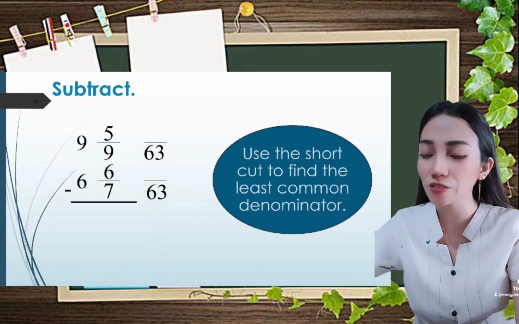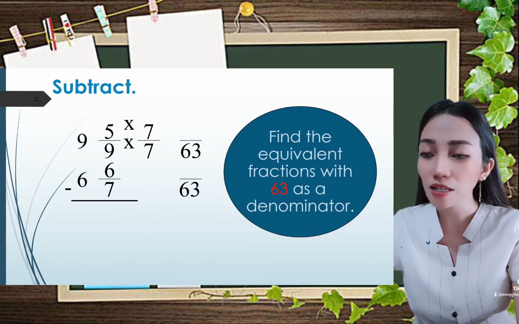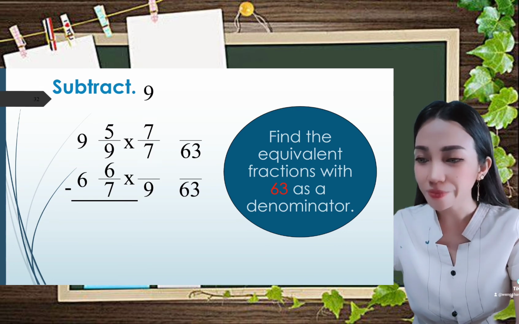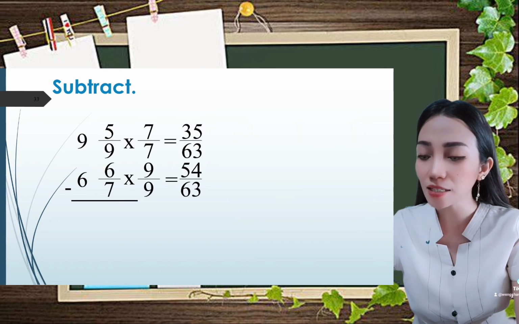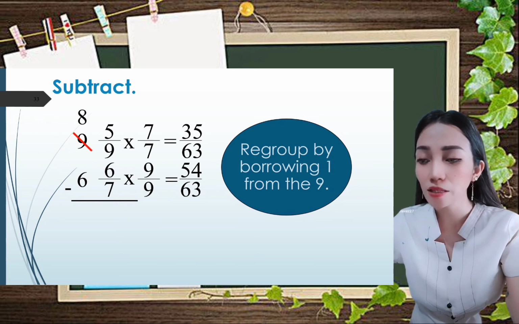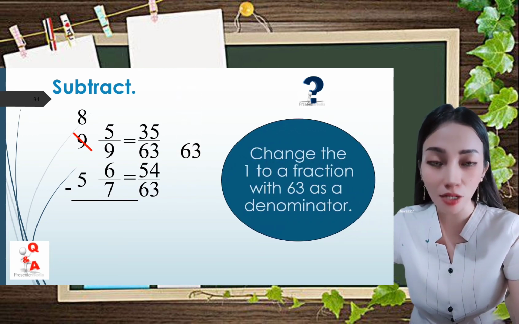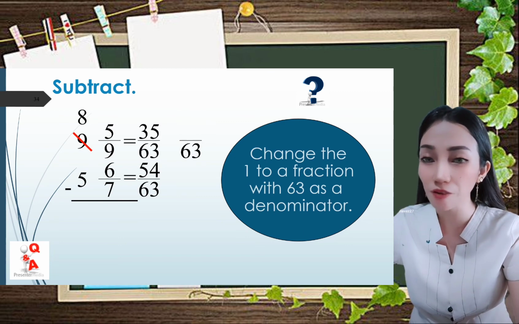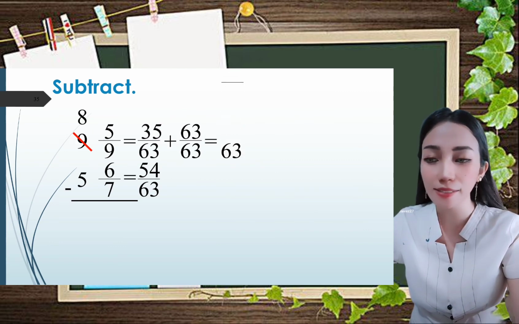So let us make equivalent fractions. 9 times 7 is 63 and 5 times 7 is 35. To find 63, let us use 9 on the second fraction. 6 times 9 is 54, 7 times 9 is 63. And ano ang LCD nila? Diba 63? So, we will use 63 over 63 na i-add natin sa first fraction or the minuend. 35 plus 63 equals 98. And copy the LCD, 63.